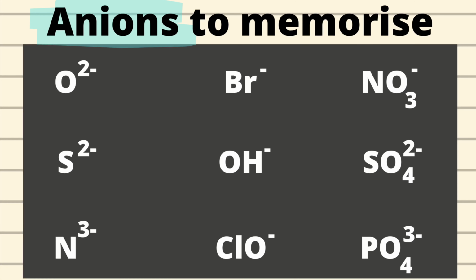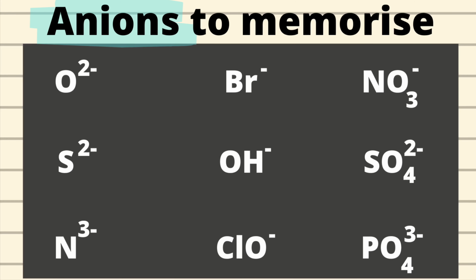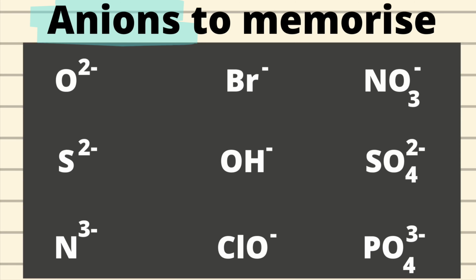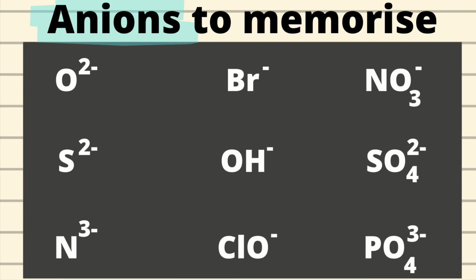The element to the bottom right is nitrogen, and with a 3- charge, we've got nitride as that common ion to learn. In the middle column, we kick off with one of the halogens with a single negative charge, and this is bromide. Can you see that IDE pattern going all the way through here so far? It tells us that our ion is negative, that it's an anion. In the middle column, we've also got hydroxide, again with the IDE, and right at the bottom, chlorate(I).